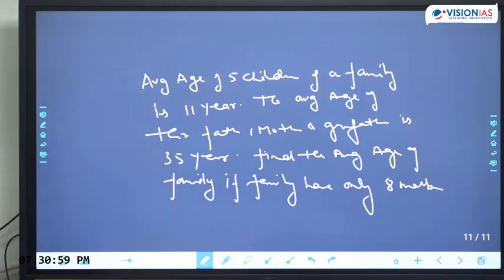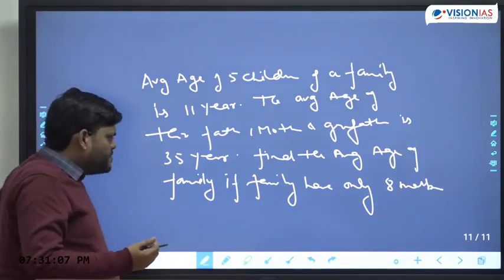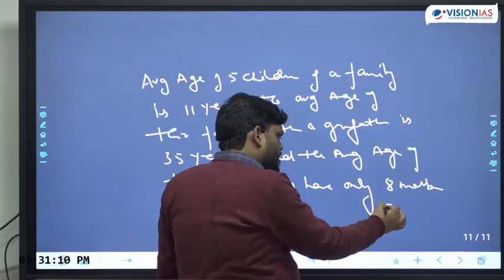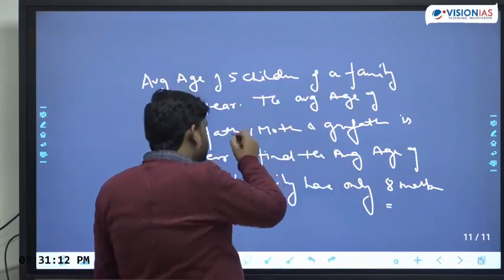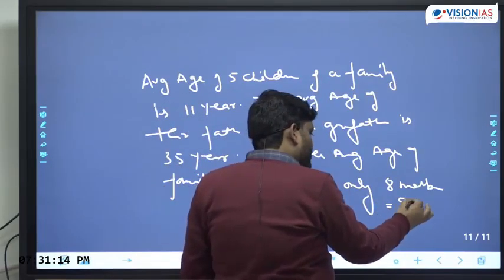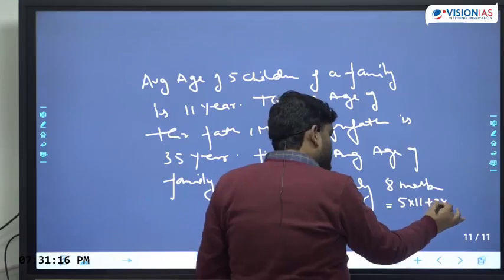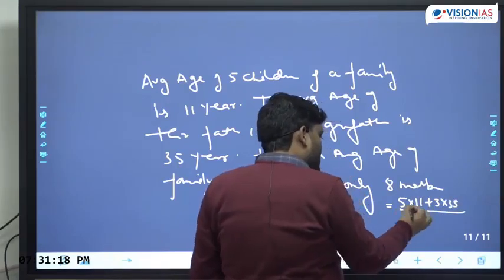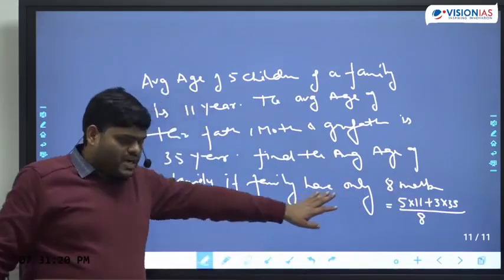Yes, the correct answer is 20. We can solve it with the help of a formula. What is the formula? The average age of 5 people is 11, so 5 into 11, and 3 people with age 35, total 8 people. This will give you the answer.